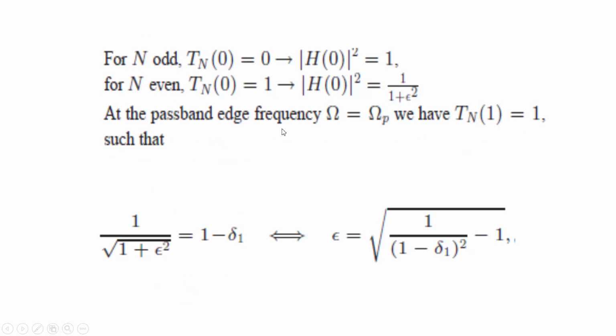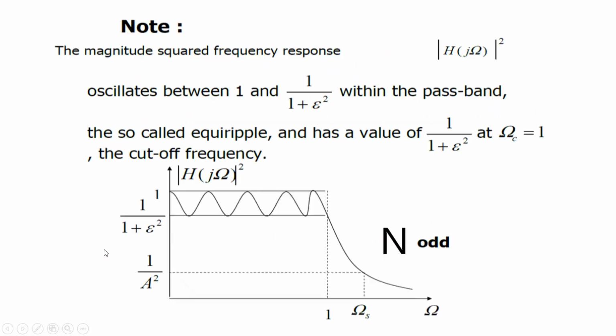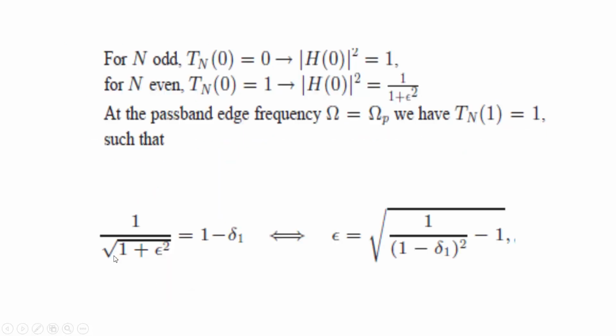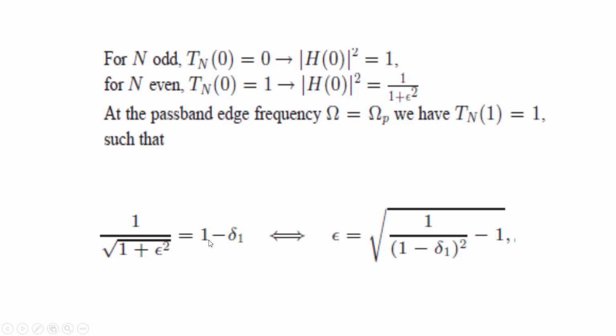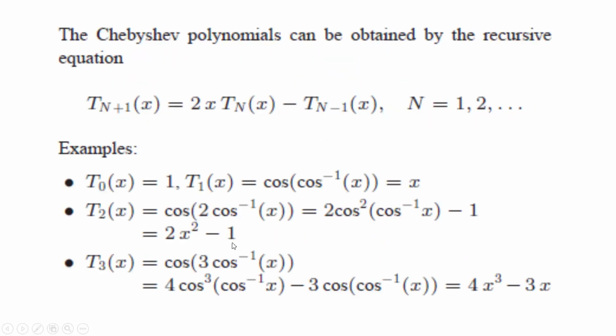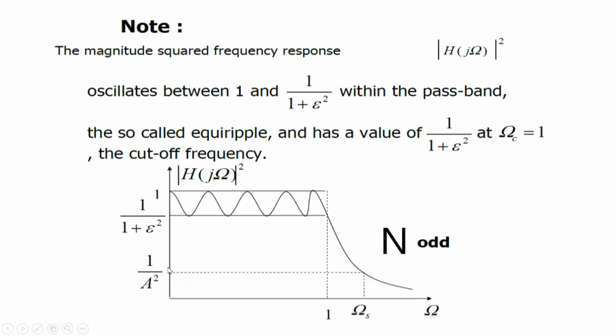All right. At the passband edge frequency, omega is equal to omega p, we have Tn equal to 1. Fine. From the expression, we can get 1 over under root of 1 plus epsilon square. That means the magnitude value will be equal to 1 minus delta 1, because that's here. This value we say as 1, and this attenuation we make it 1 minus delta 1.